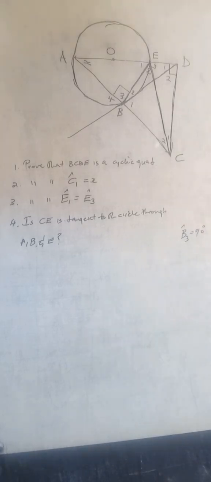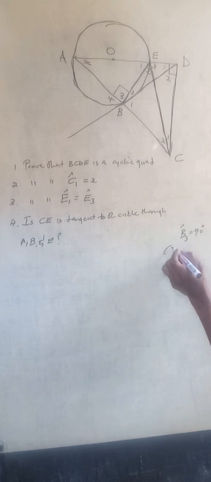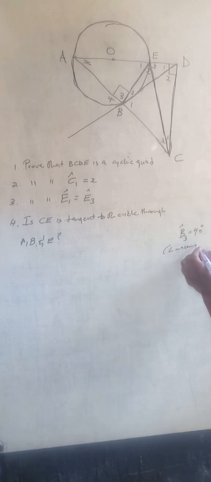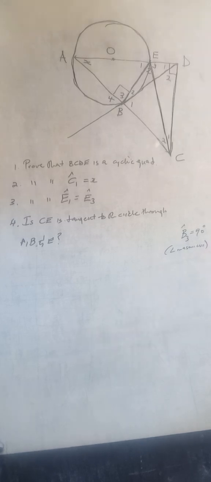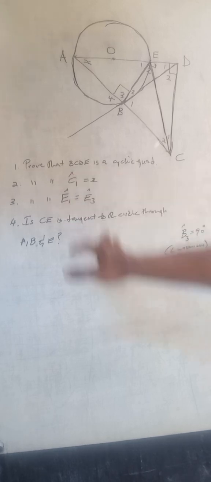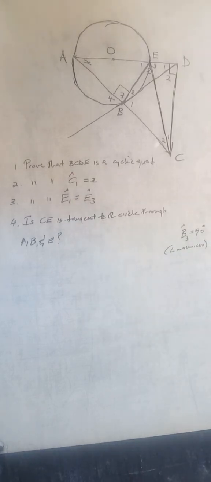On the paper, what is my reason? It's an angle in a semicircle, right? They don't have to ask. Before we go to check what they are asking for, I can see B3.